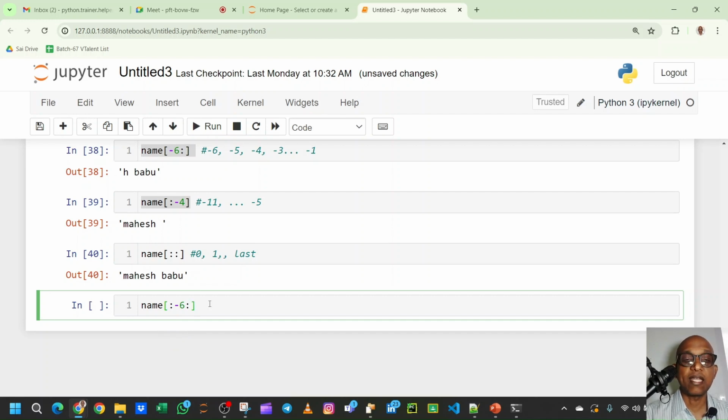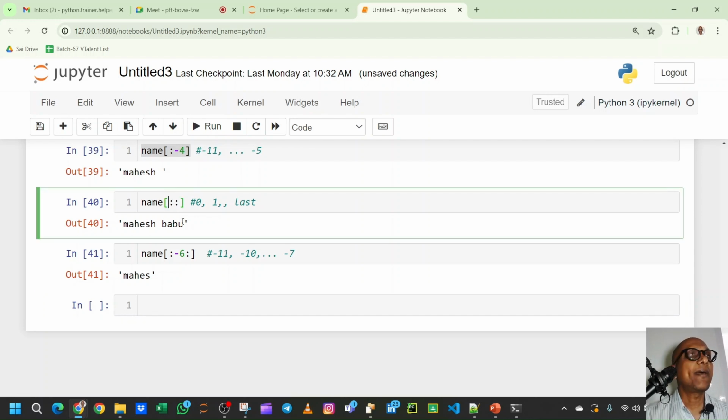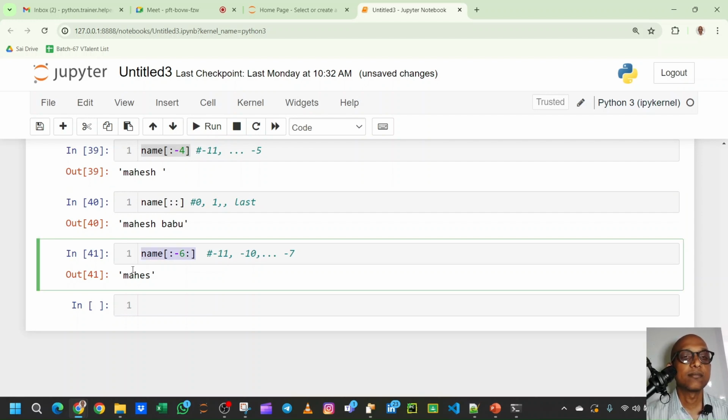So this is one. What are the values it is going to get? -11, -10, and so on till -7. Correct? This is what it is going to get. If you don't mention any numbers, Python will take the default as positive indexing numbers 0, 1, 2, 3 till the last. Clear so far? Are there any questions on this?